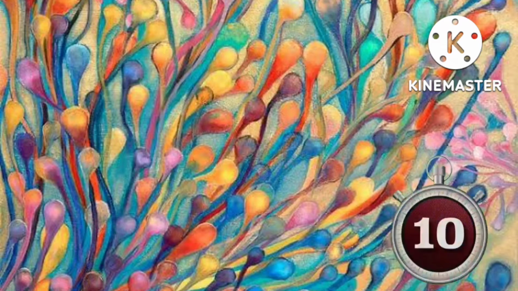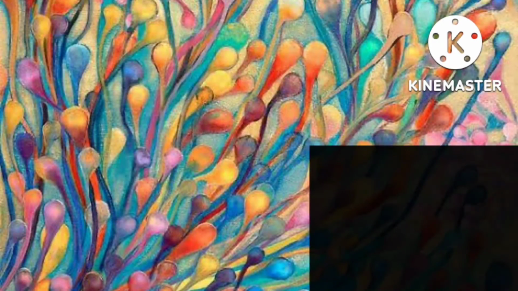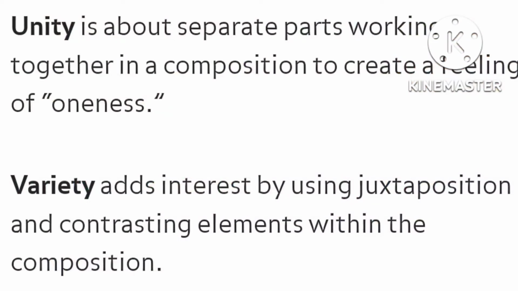Here is the first picture. If your answer is unity and variety, you got it right. Unity is about separate parts working together in the composition to create a feeling of oneness. While variety adds interest by using juxtaposition and contrasting elements within the composition.